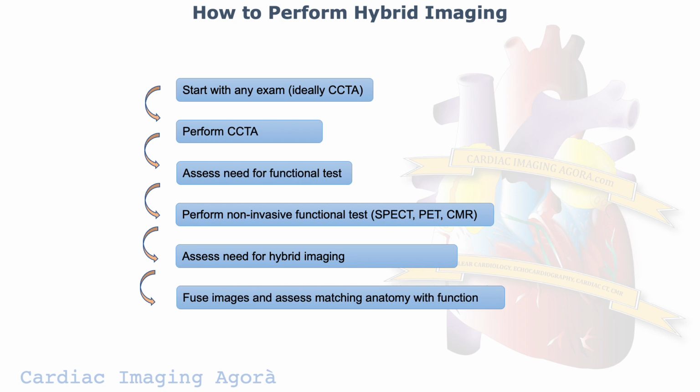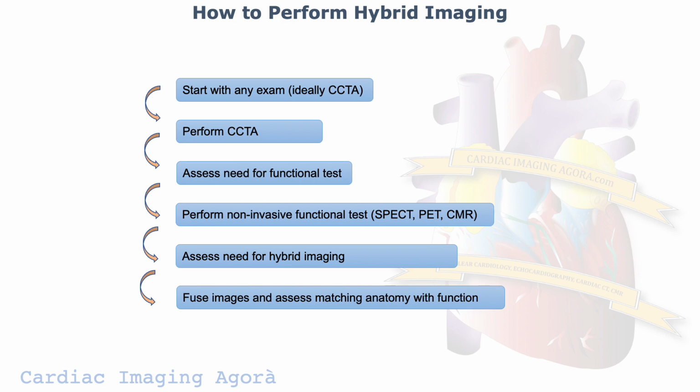Ideally, we do start from the CTA because a normal CTA in the majority of cases can allow you to skip the second step. Just don't do the functional imaging, and also respectively don't perform the hybrid imaging. So once you perform the CTA, one should assess the need for functional images. Are there any lesions that are of intermediate importance? Is the scan not diagnostic?